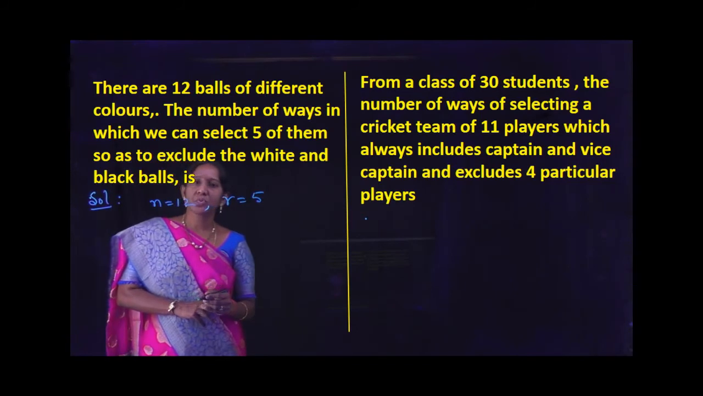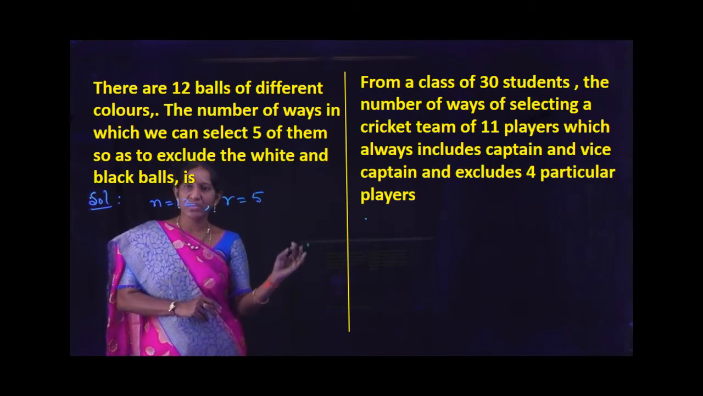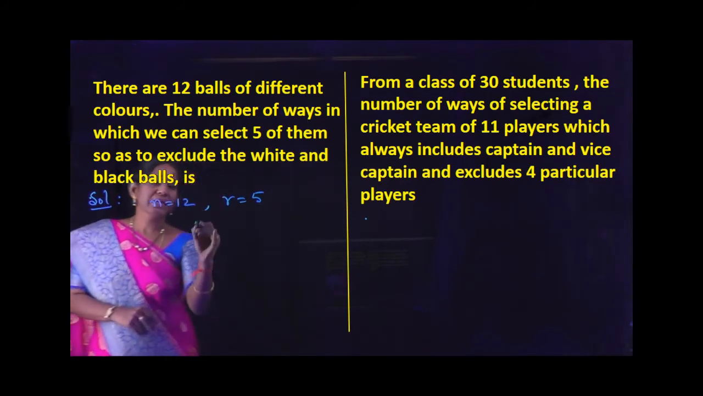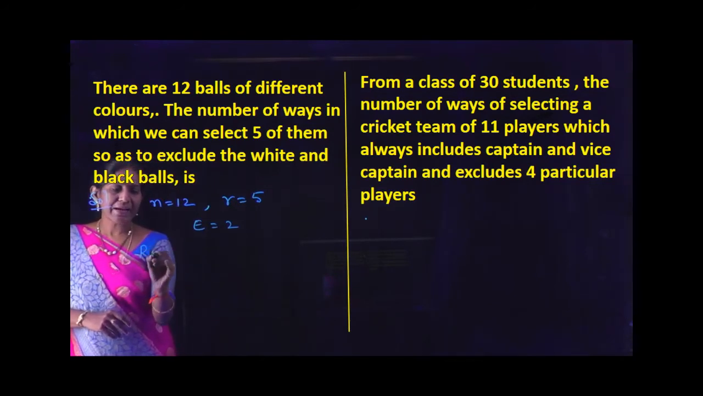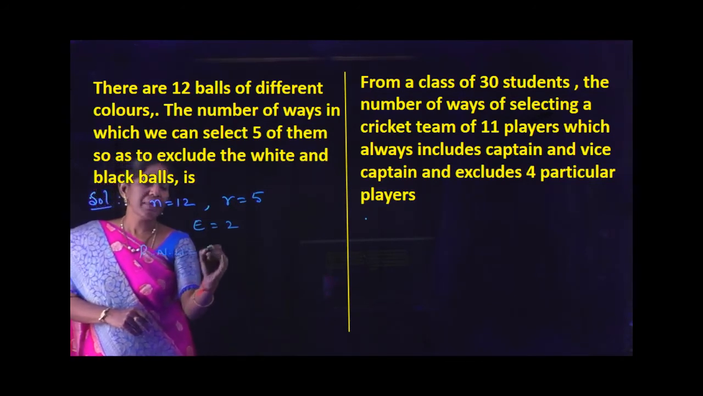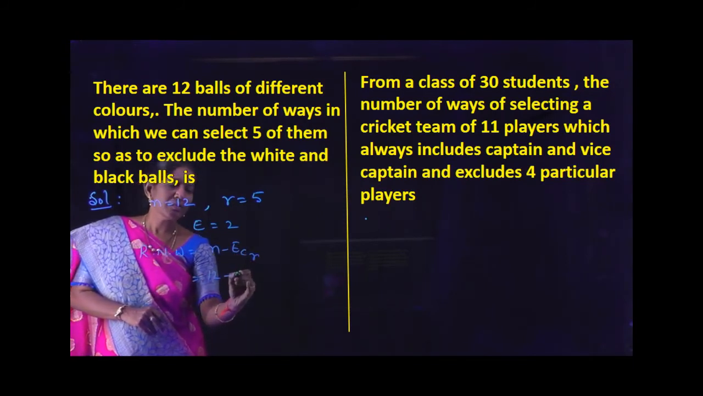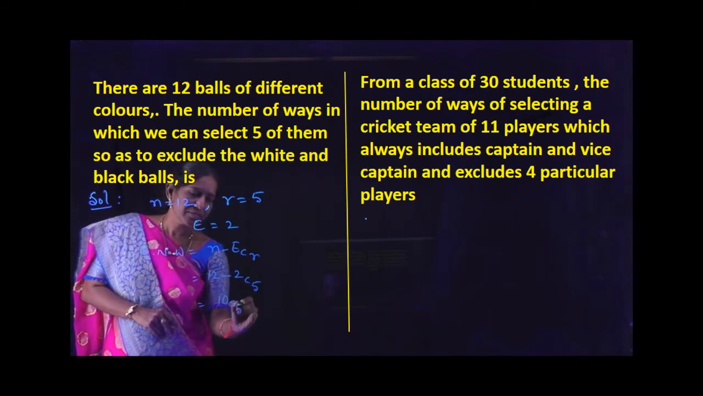So as to exclude the white and black balls. Each ball is of a different color, so the white ball is 1 ball and the black ball is 1 ball. Excluding white and black balls means there are 2 excluded balls. Then the required number of ways is n minus e C r. Put the values: 12 minus 2 C5, that is 10C5.